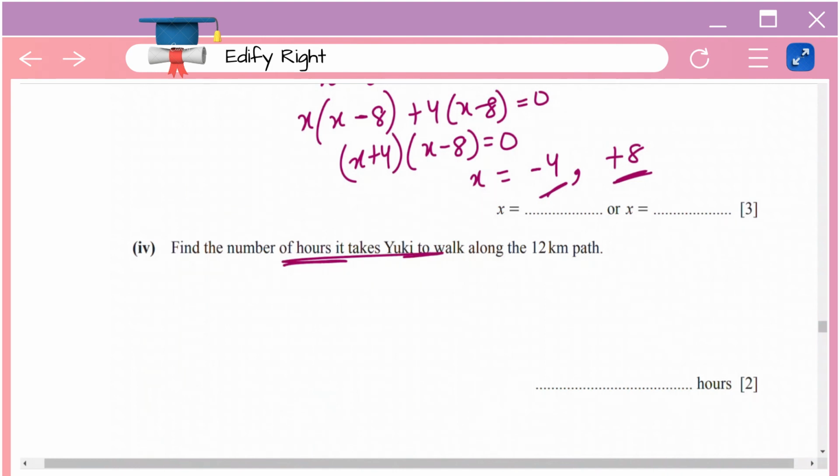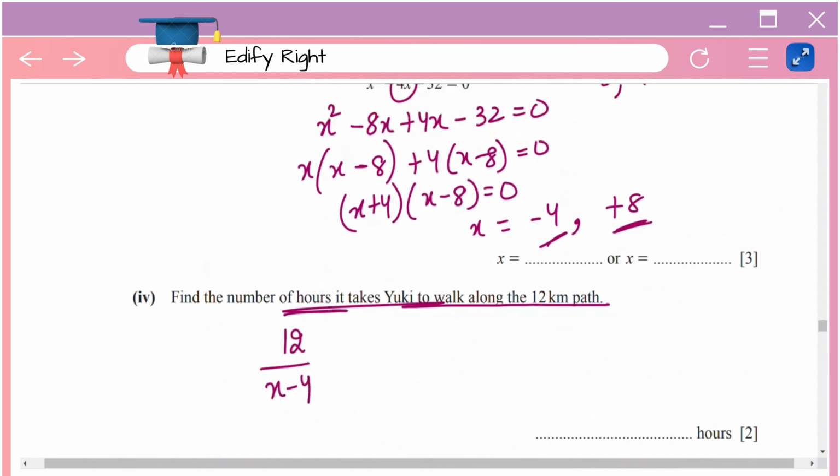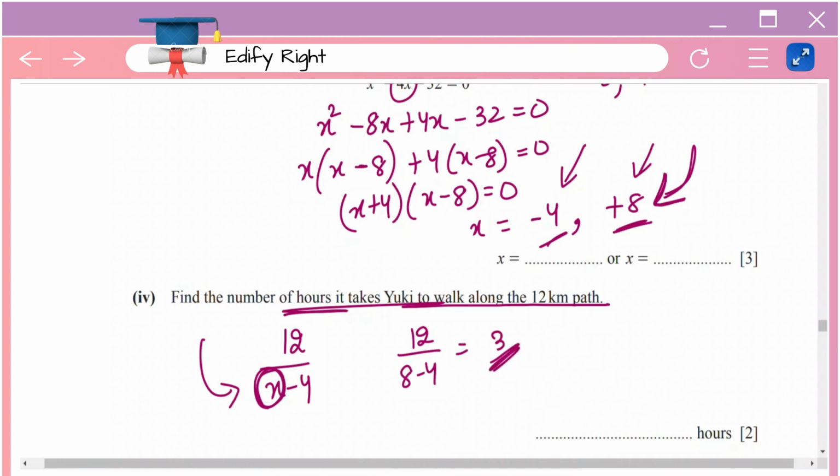Now find the number of hours it takes Yuki to walk along the 12-kilometer path. So we already know the expression for the number of hours for Yuki, that is 12 by x minus 4. And we also found the value of x here to be minus 4 or 8. So here we cannot go with the value minus 4, because if you substitute minus 4 over here, you'll get a negative answer and the number of hours can't be negative. So we're going to go with the positive number over here, which is 8. So that's 12 by 8 minus 4 equal to 3.